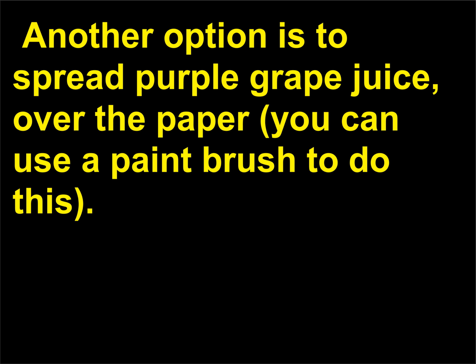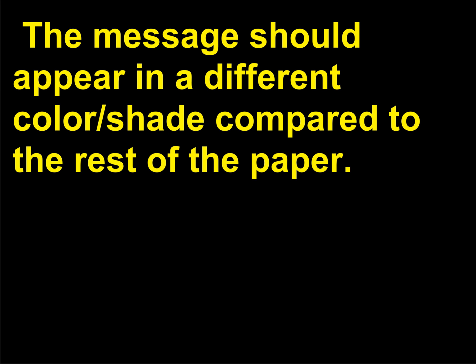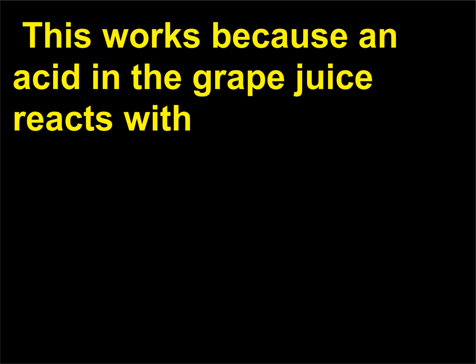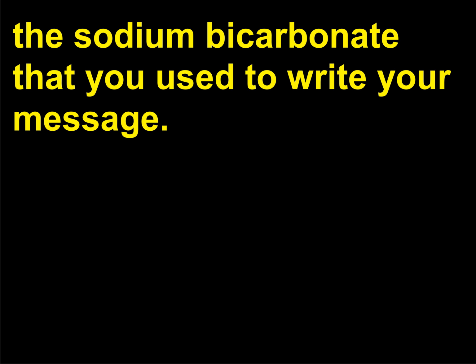Another option is to spread purple grape juice over the paper. You can use a paintbrush to do this. The message should appear in a different color or shade compared to the rest of the paper. This works because an acid in the grape juice reacts with the sodium bicarbonate that you used to write your message.